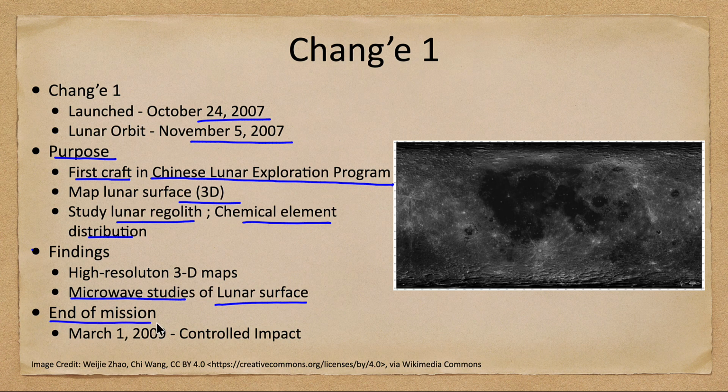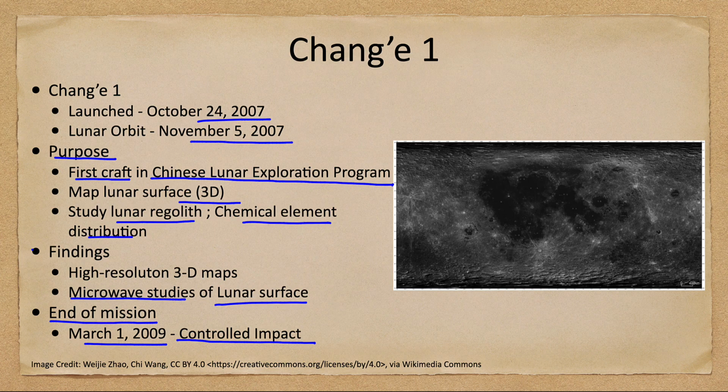Now, the end of the mission was March 1st of 2009, with a controlled impact. At the end of the mission, it was controlled and impacted down on the lunar surface, where it remains, of course, to this day. So in many ways, this was a test flight of the spacecraft to try to find out how well this would work, trying out everything, as we did with other countries' exploration as well.